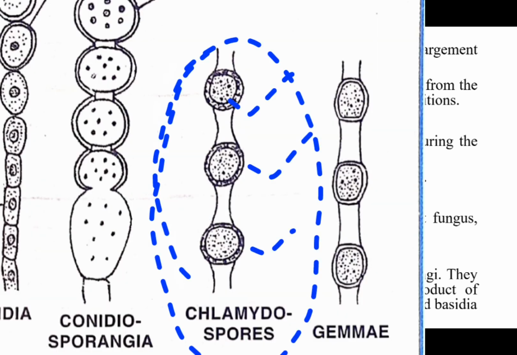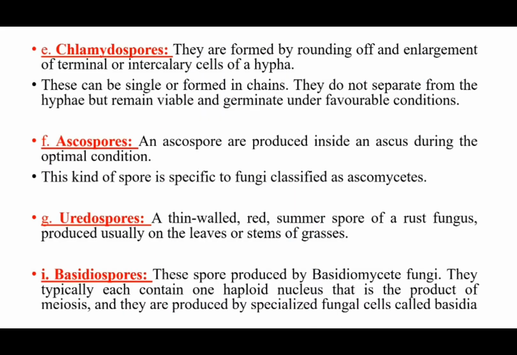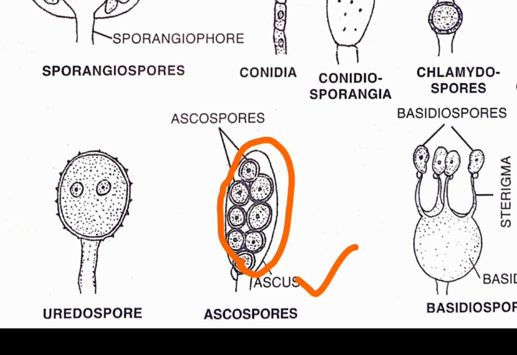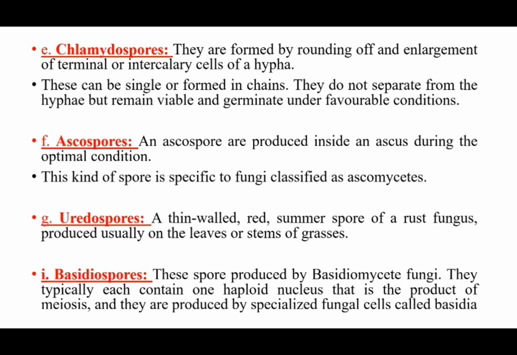Then chlamydospores. They are formed by rounding off and enlargement of terminal or intercalary cells of hyphae. These can be single or formed in chains. They do not separate from hyphae but remain viable and germinate under favorable conditions. Then ascospores. Ascospores are produced inside an ascus. This kind of spore is specific to the fungi Ascomycetes. Ascomycetes form asci, and inside the ascus, ascospores are formed.